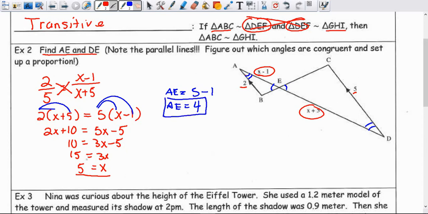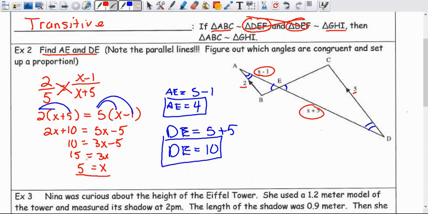The second answer we want is to find DE. We know that DE is x plus 5, so we say 5 plus 5, so DE is going to equal 10. All right, and there's the two answers you're looking for.